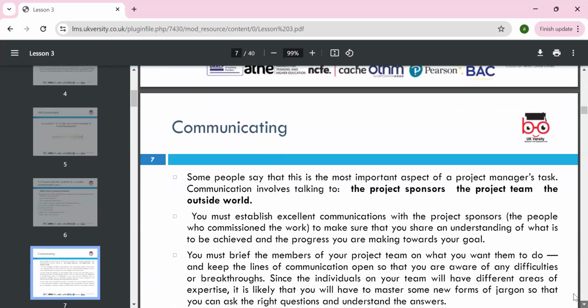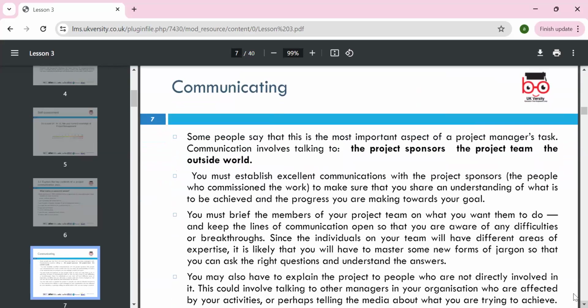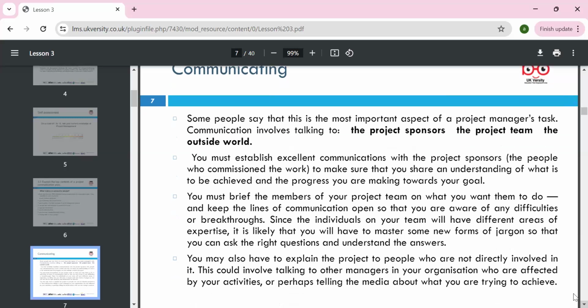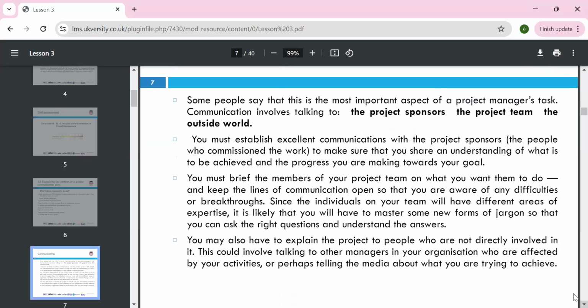That is quite crucial: communication. Some people say this is the most important aspect of the project manager's task. Communication involves the project sponsor, the project team, and the outside world. You must establish excellent communication with the project sponsors. Make sure you share an understanding of what is achieved and the progress you are making towards your goals. You must brief the project team members on what you want them to do, and keep the lines of communication open so they are aware of any difficulties or breakthroughs they have.